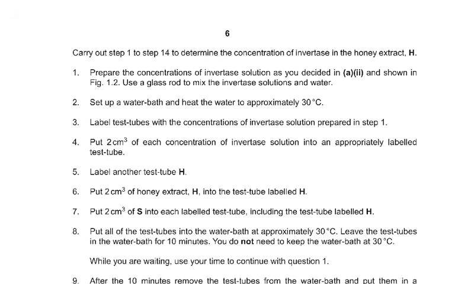Then as we read along, the next page says carry out step 1 to step 14 to determine the concentration of invertase in the honey extract H. First you have to prepare the invertase as you had described earlier on, and use a glass rod to mix the invertase solution and water. Set up a water bath, heat to 30 degrees Celsius. Label test tubes with the concentration of invertase solution prepared in step 1.